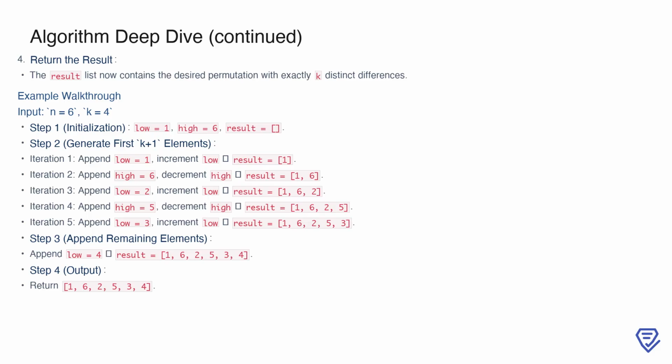until we have added the first k plus 1 elements, resulting in 1, 6, 2, 5, 3. At this point, only one number remains, which is appended directly to produce 1, 6, 2, 5, 3, 4. Finally, we return this result, which satisfies the requirement of exactly k distinct differences.